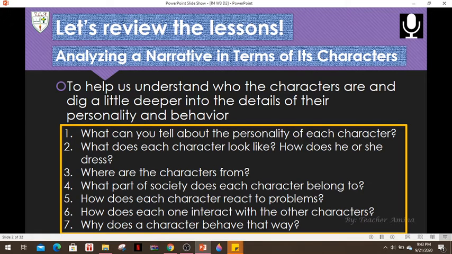And lastly is, why does a character behave that way? So, you are looking at the behavior of the character. If it's a negative character, why does he or she behave that way? Or if it's a positive character, it's the same thing. You ask the same thing: why does this character behave that way?